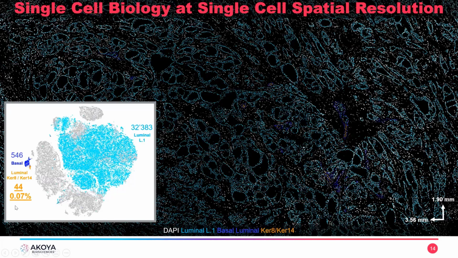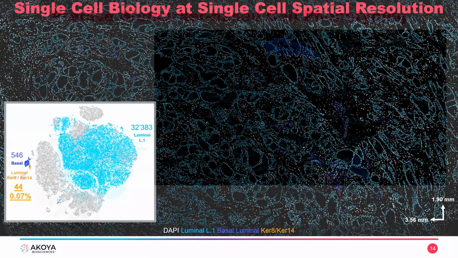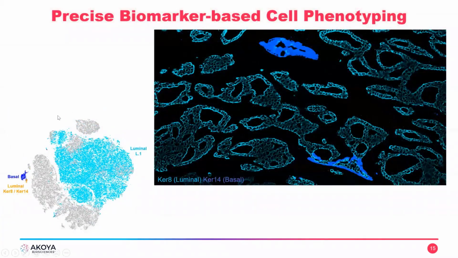So let's look at these cells. This here is, again, the same representation, the same T-SNE plot. And what you can see up here is keratin 8 shows you cyan, your luminal cells, keratin 14, blue, your basal cells. And then in here, now you will understand why these are called keratin 8 and keratin 14 cells. You can see the cell body and a couple more up here. Those are the luminal keratin 8 and keratin 14 cells.